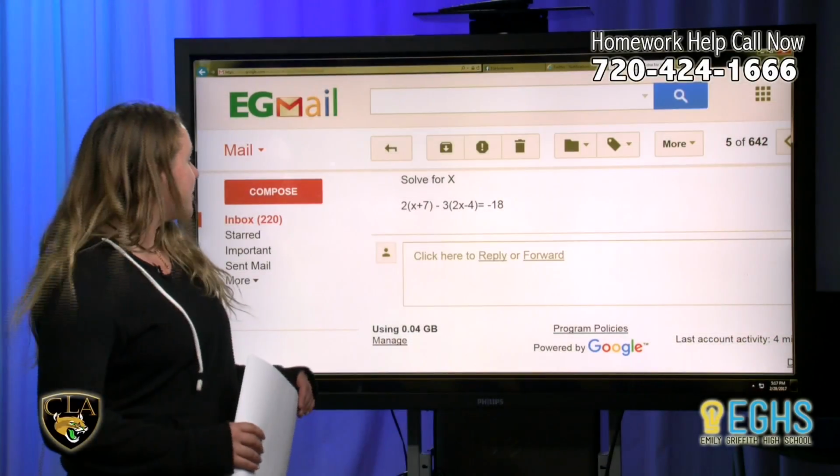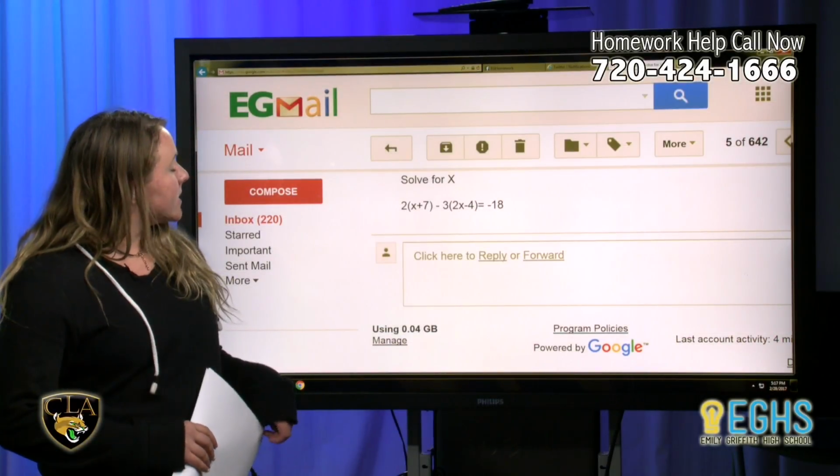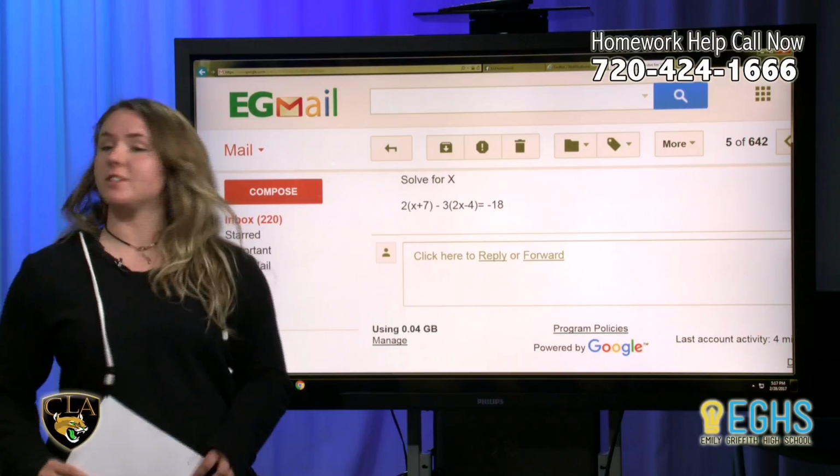Have a math question next. It's asking to solve for x for this equation. Alrighty, hold that up there for just 1 second and I will write that down and we can solve for it.